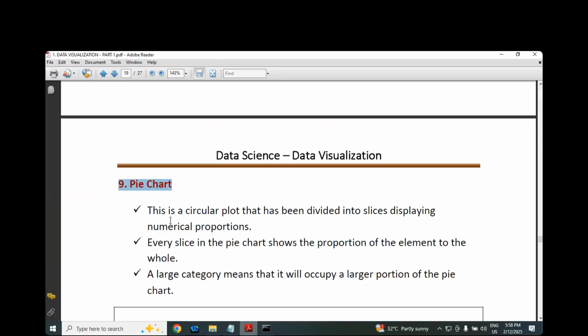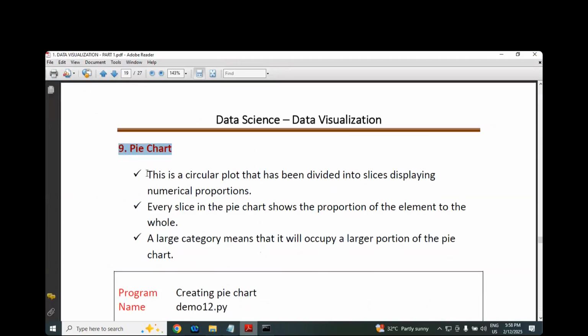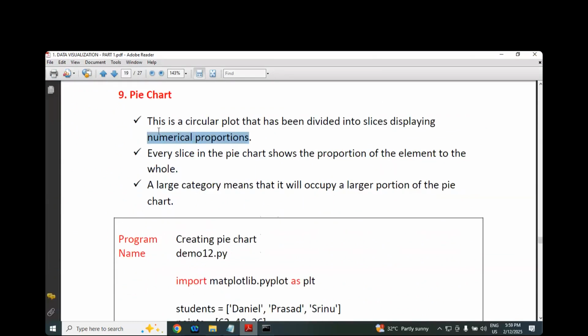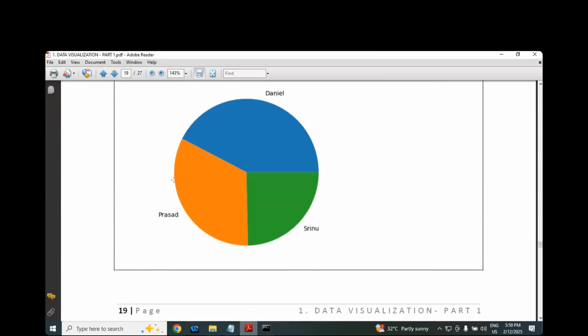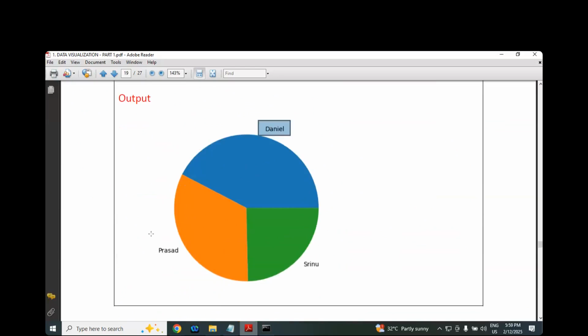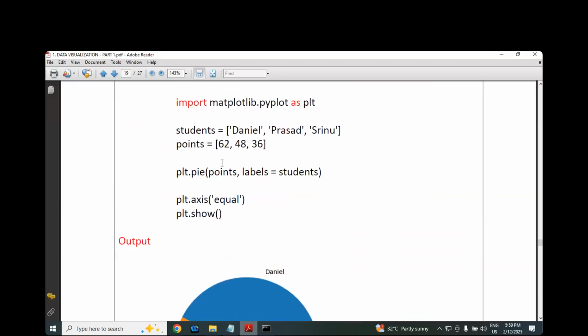Next one. What do you mean by pie chart? This is a circular plot. What exactly, sir? A circular plot that has been divided into slices, displaying the numerical proportion information. Look at the diagram, sir. Think there is a circle and there are three members: Daniel, the next one Prasad, the next one Srinu. These all have some portion of information.